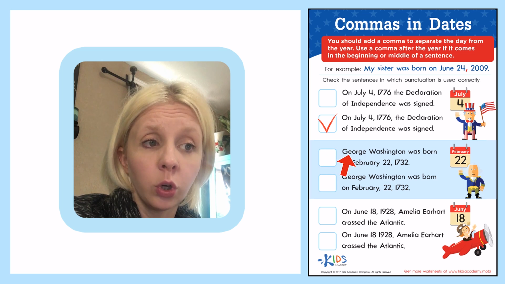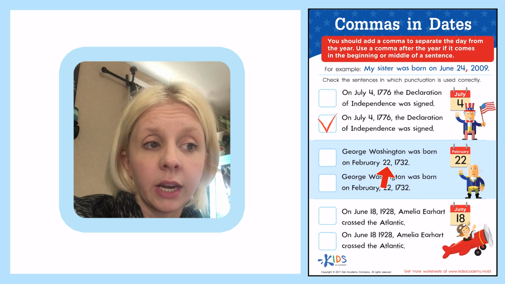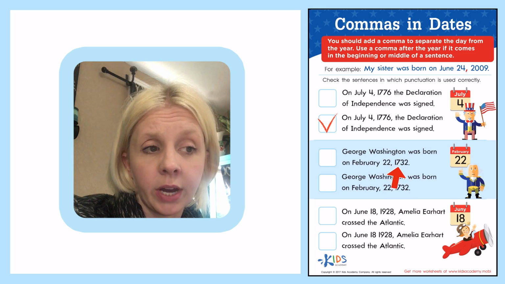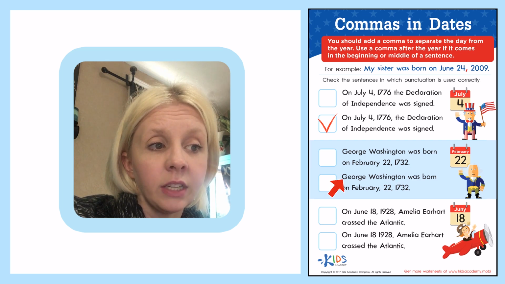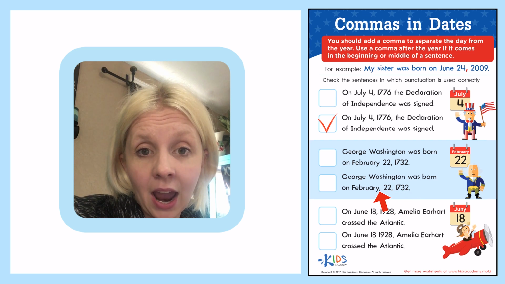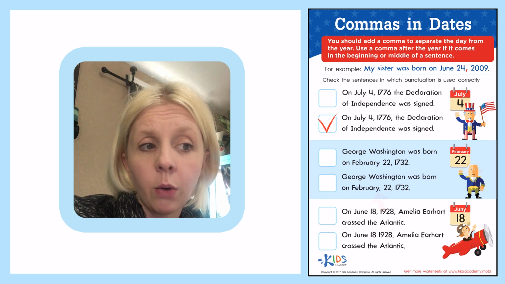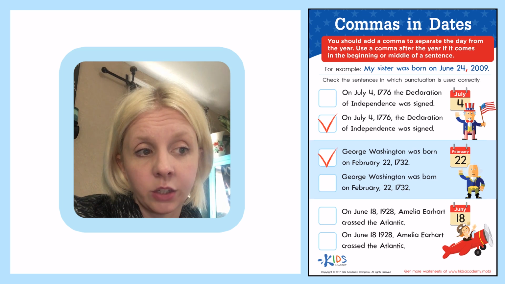The next one says, George Washington was born on February 22nd, 1732. So here we have February 22nd, comma, 1732. That divides the day from the year. So that part is correct. Very good. The next one says, George Washington was born on February, comma, 22nd, comma, 1732. There is no comma needed after the month, so that one is not correct. It does have a comma in the correct place here, but it added a comma that we don't need here. So this is actually the correct answer, okay?